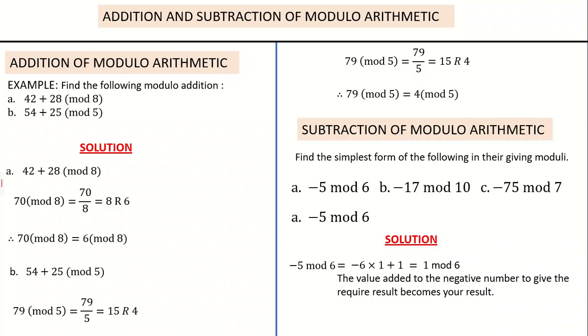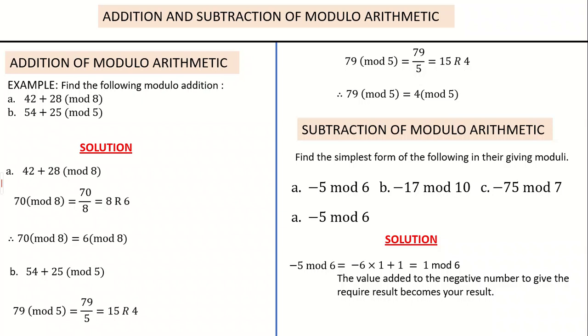So you see, the value added to the negative number to give the required result becomes your result. So that 1 that you added to give you minus 5 back becomes 1 mod 6. So minus 5 mod 6 is something as 1 mod 6. It's as simple as that.